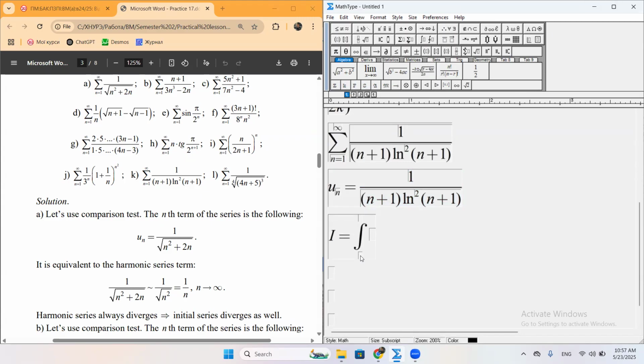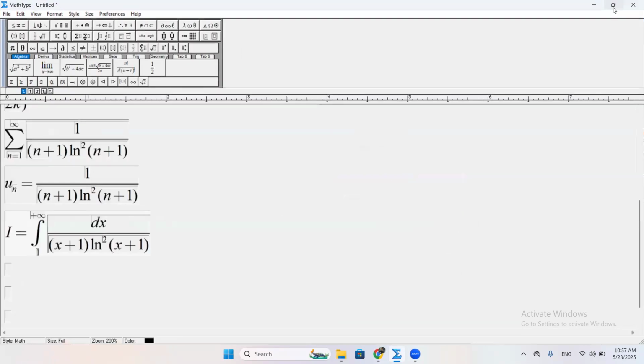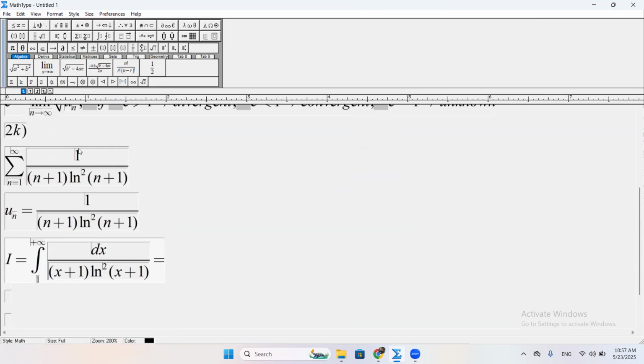We will have to calculate the following integral, from the starting index of n, so here it will be 1, from 1 to plus infinity, of the following function. And according to the integral Cauchy test, the initial series will be convergent when this integral converges as well. And if the integral diverges, the series diverges as well.